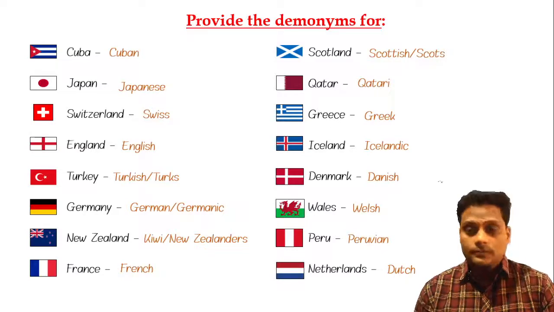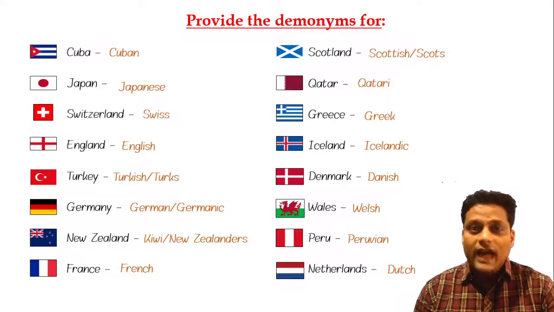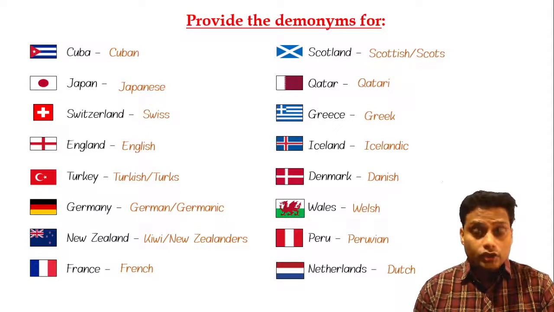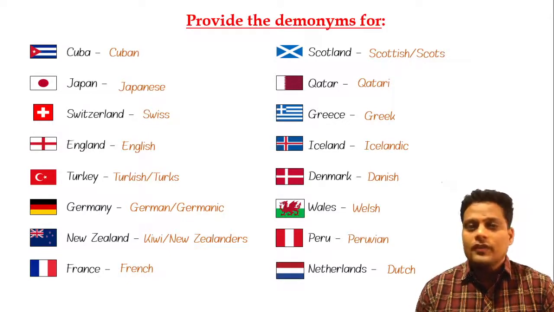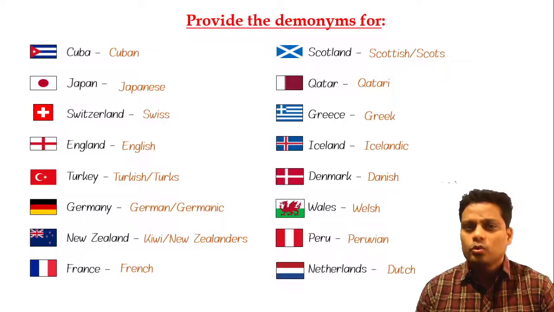Qatar is Qatari. Greece, Greek. Iceland is Icelandic. Denmark is Danish, and by the way, it's not Danish, it's Danish, like day and night, day, Danish. Make the right sound, guys. Make the right pronunciation, and people will be impressed. Okay. So Denmark is Danish. Wales is Welsh. Peru is Peruvian. Now this is not Peru. This is Peru, and the demonym is Peruvian. The Peruvian Prime Minister visited India. Peruvian, not Peru. Okay. And Netherlands is Dutch.